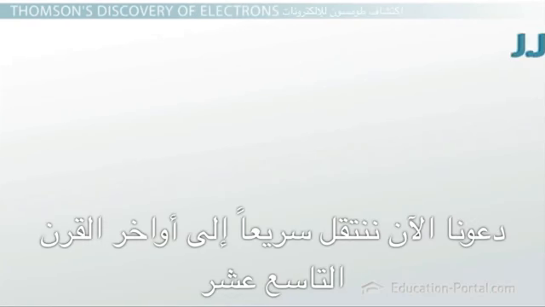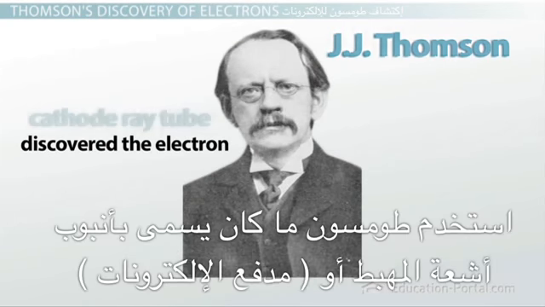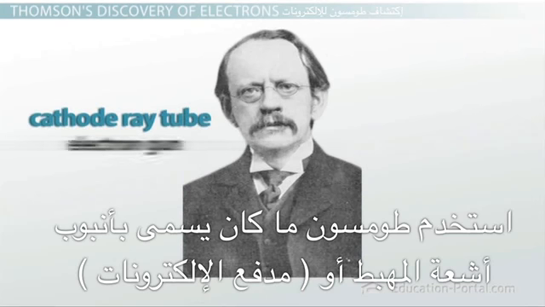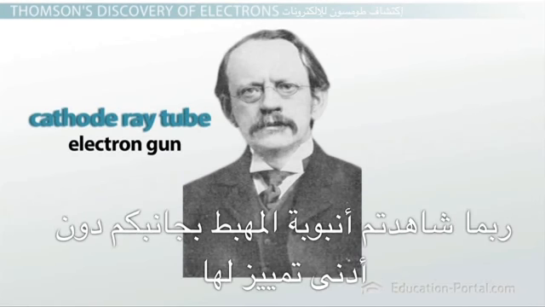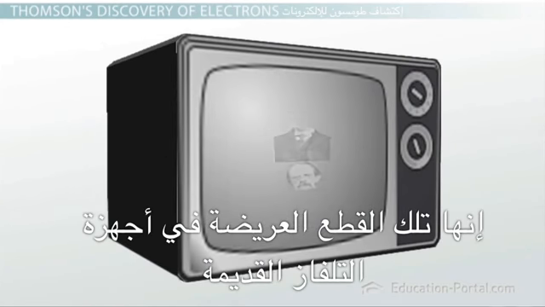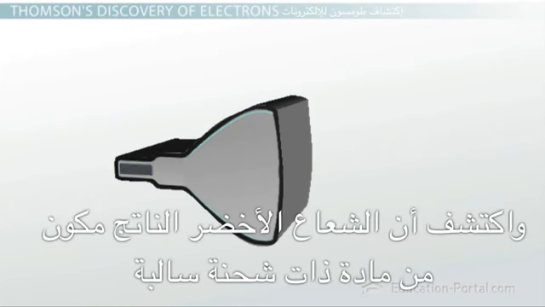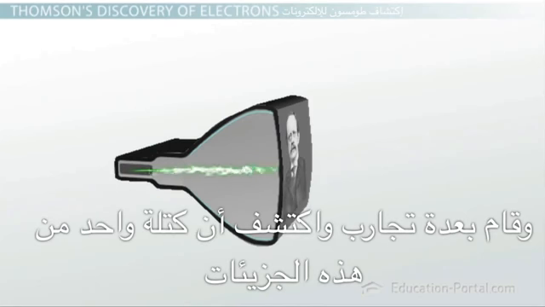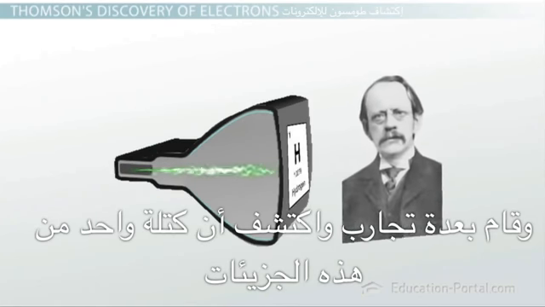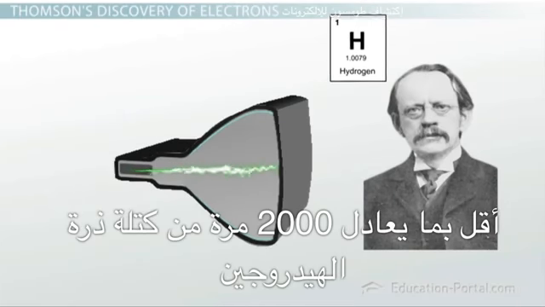Now let's fast forward to the late 1800s when J.J. Thomson discovered the electron. Thomson used what was called a cathode ray tube, or an electron gun. You've probably seen a cathode ray tube without even knowing it. They are the bulky electronic parts of old television sets. Thomson used the cathode ray tube with a magnet and discovered that the green beam it produced was made up of negatively charged material. He performed many experiments and found that the mass of one of these particles was almost 2,000 times lighter than a hydrogen atom.